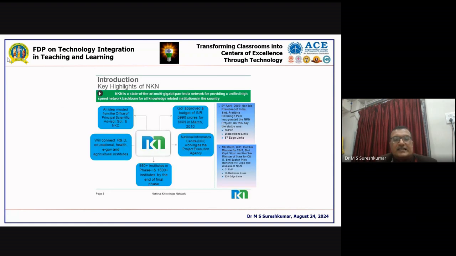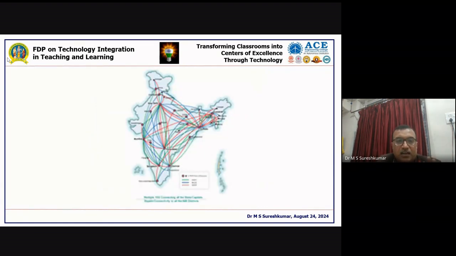Please, this is the connectivity map. All these details are available on the website. Please, there is no need to be afraid that sometimes I may be going very fast. You may feel that, but all this information is available on the website.